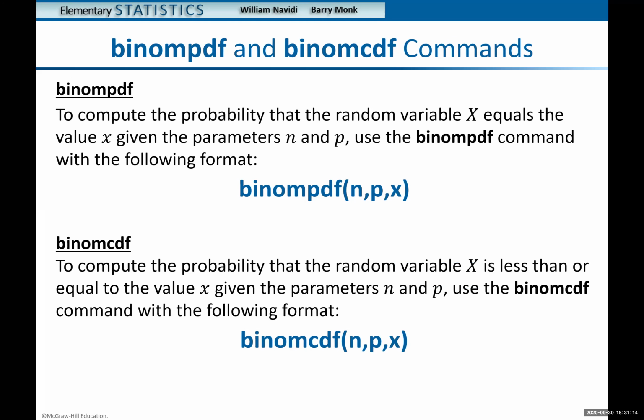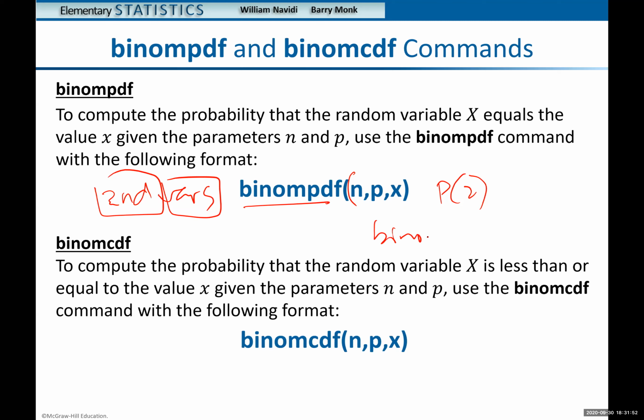If you use another type of TI calculator, it's the same. You press second vars and choose, let's say, binom PDF. If you have a TI-83, you're going to see an open parenthesis, and all you have to do is enter in order your N, your P, and your X. Let's say you want to solve the probability of 2, so you want binom PDF. Say you have a total N of 10, a probability of 0.6, and your X is 2. Then close parenthesis, enter. Same thing with binom CDF.